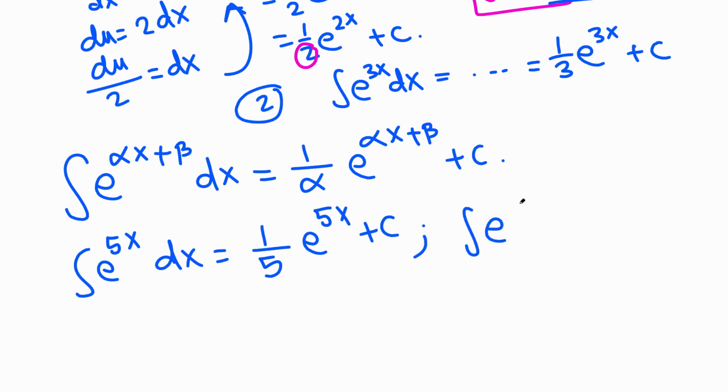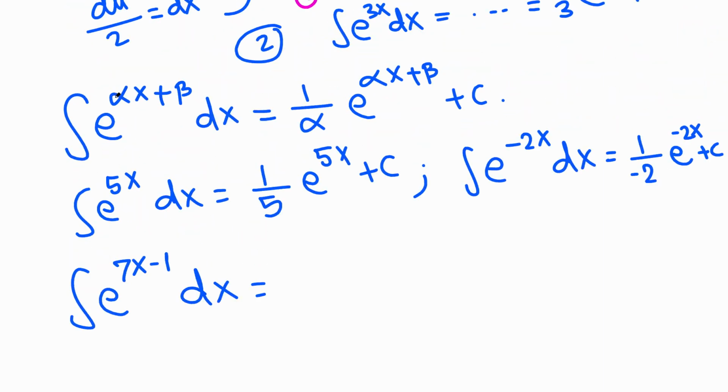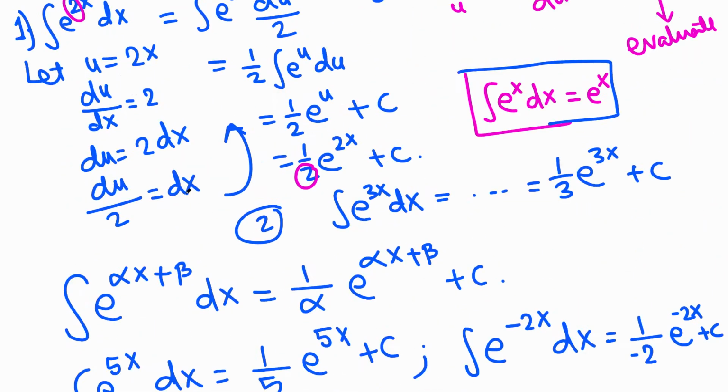Okay, when we have e raised to negative 2x, that will be 1 over negative 2 times e raised to negative 2x. In the same way, when we have e raised to, let's say, 7x minus 1, this 7 is alpha, so it will be 1 over 7 e raised to 7x minus 1 plus c. Okay, it can be done. I mean, you don't have to go through this.